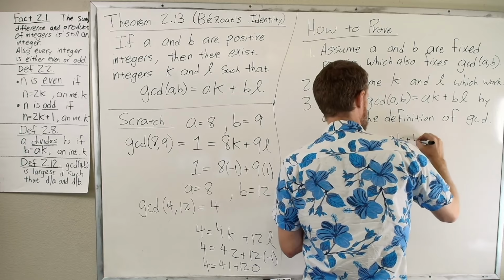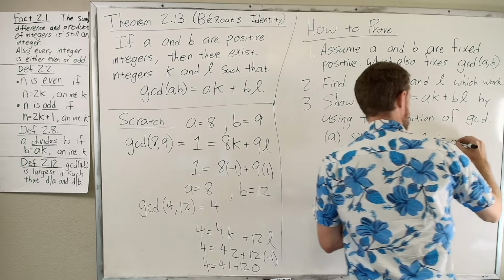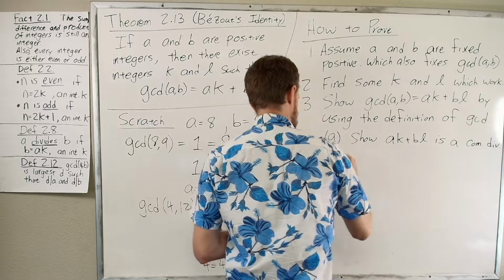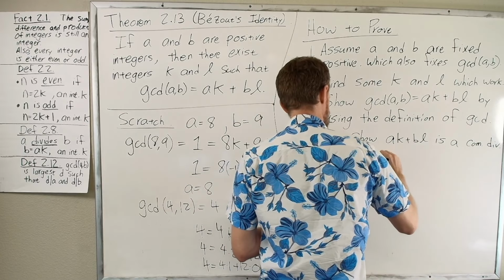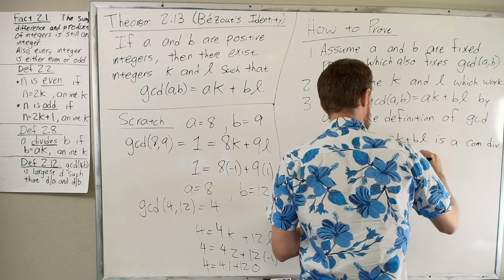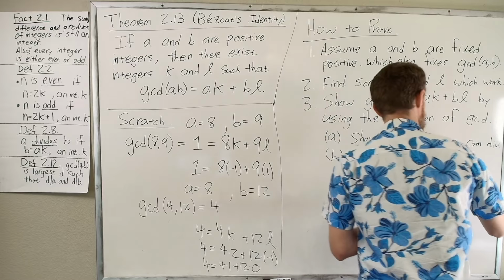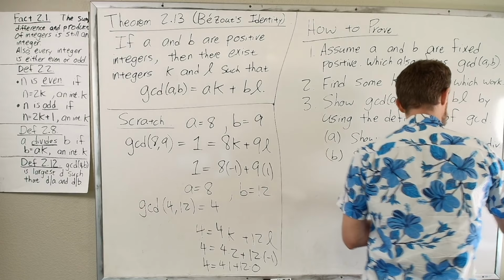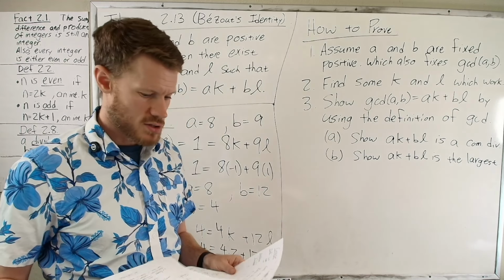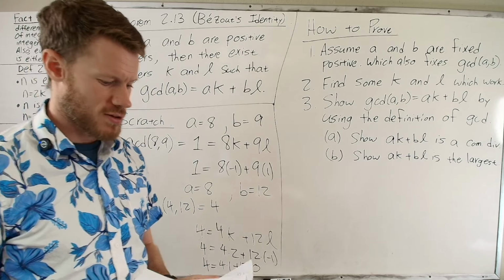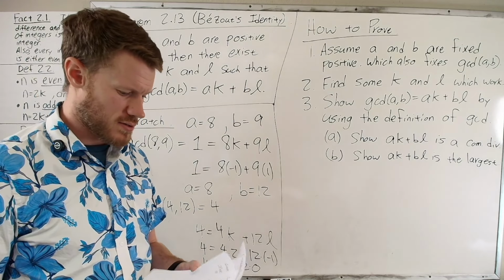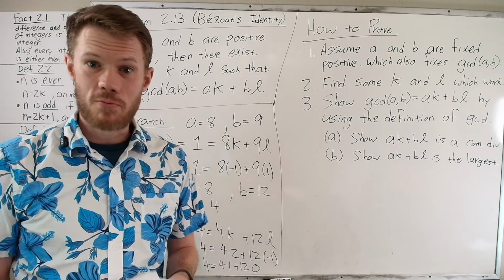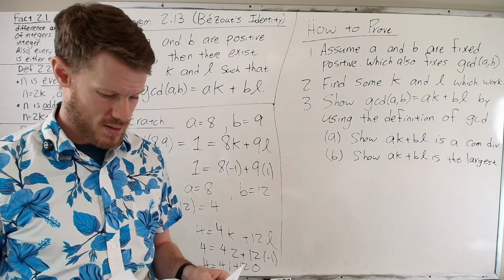Show AK plus BL is a common divisor. And then part B is show AK plus BL is the largest among the common divisors. Okay, make sense? So you literally show that it's a common divisor and then it's the largest among all common divisors, and that is what it means to be the GCD.